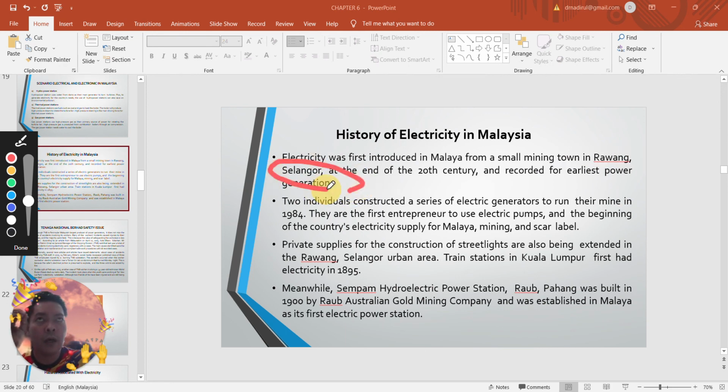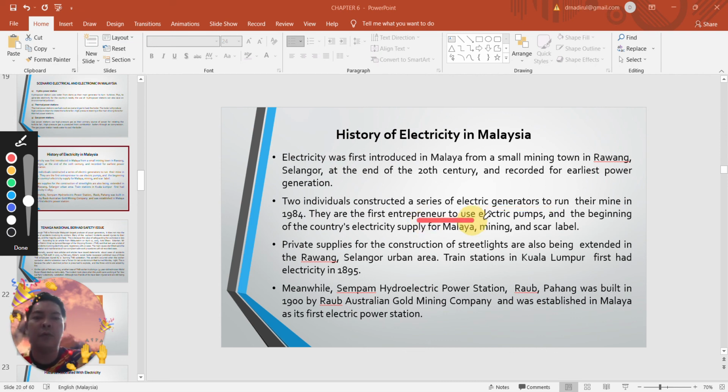So in Malaysia, compared to foreign countries such as the United States and European countries, which have known electricity since the 1800s, for us it's quite different. We were only introduced to electricity during the 20th century. This mining town in Rawang was developed by two individuals who constructed a series of electric generators to run their mine in 1897.